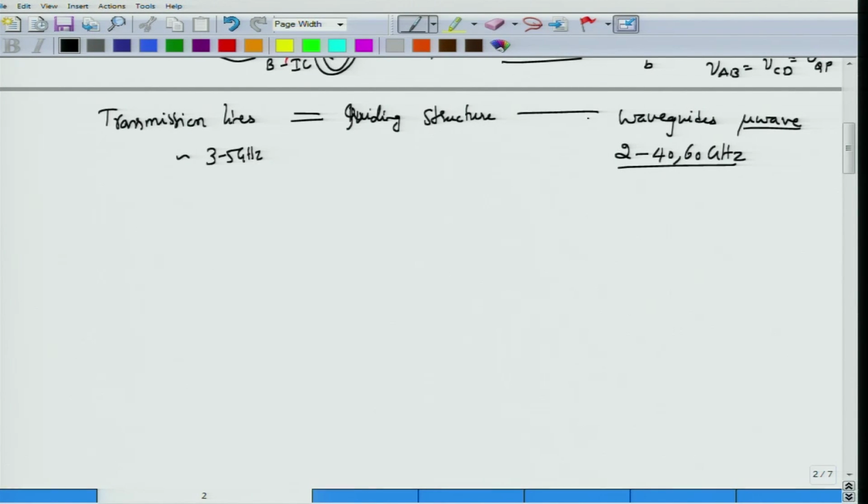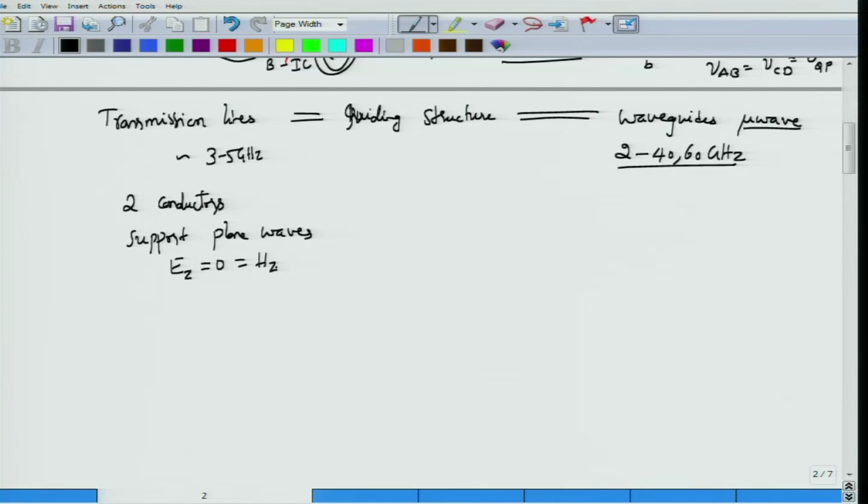So even waveguides are guiding structures, but there has to be some difference between them apart from the frequency of operation, right? And there is a significant difference. Transmission lines require at least two conductors and they support plane waves. Okay, they support plane waves, which means that there is no corresponding Ez, assuming that the transmission line is along Z, and there is no Hz.